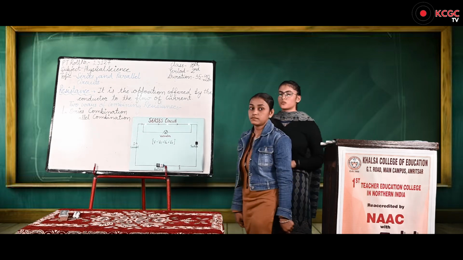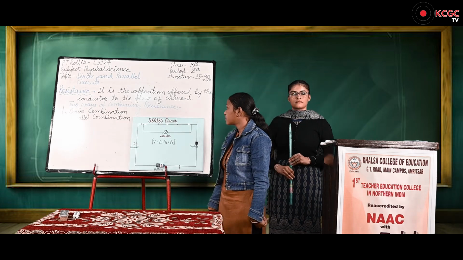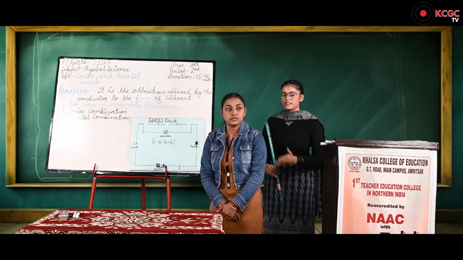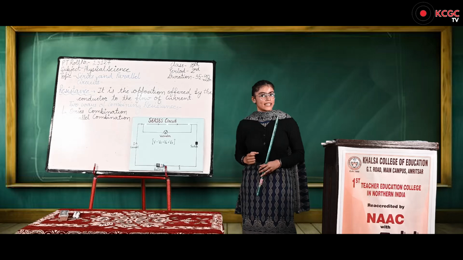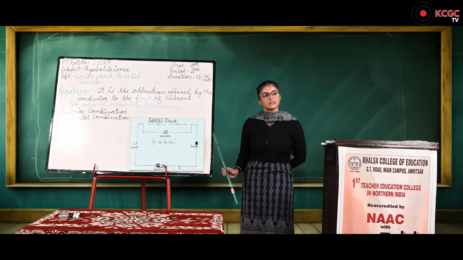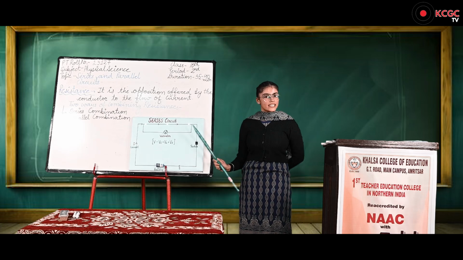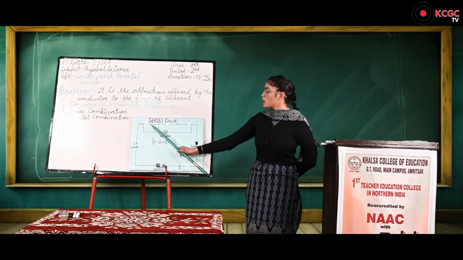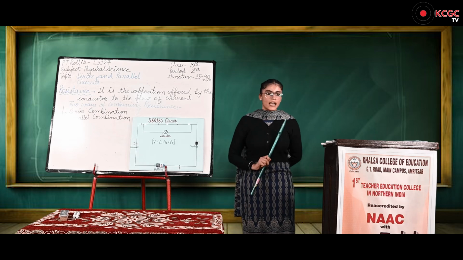Now what have you observed here? The bulbs glowed together, didn't they? Yes, sit down. The bulbs start to glow simultaneously as we have switched on the button. So this type of circuit is known as a series circuit, in which all the bulbs are connected in series, or we can say in a line.